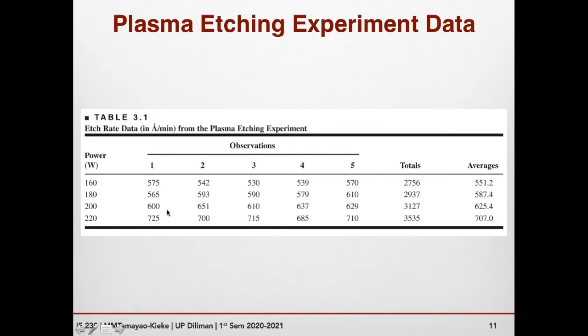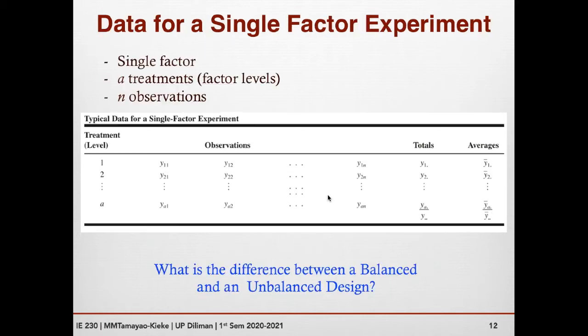Now, this set of data in the setup for a one-way ANOVA can be generalized in this way. You have a single factor, you have A treatments, or factor levels, and then you have n observations or n replicates for each treatment, making A times n observations.